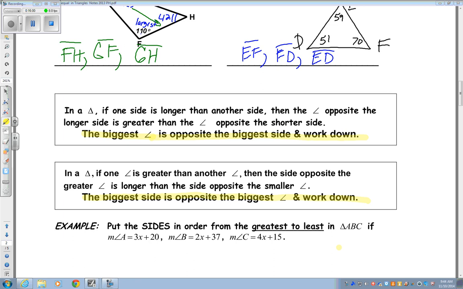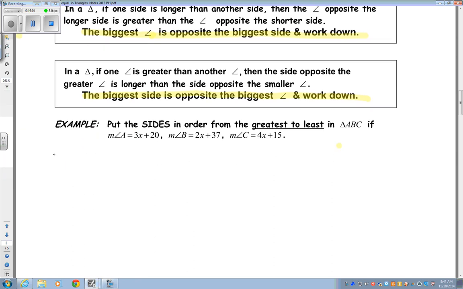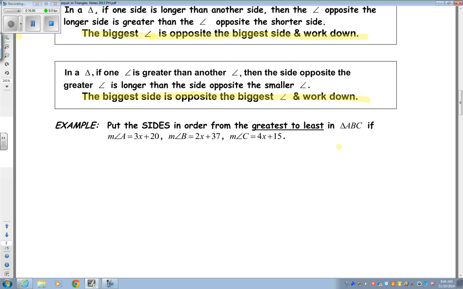So now we're going to put it in. I want you to start this example because this is how you would be tested. Put the sides in order from greatest to least in triangle ABC. If the measure of angle A is 3x plus 20, angle B is 2x plus 37, and the measure of angle C is 4x plus 15. So no picture will be given.